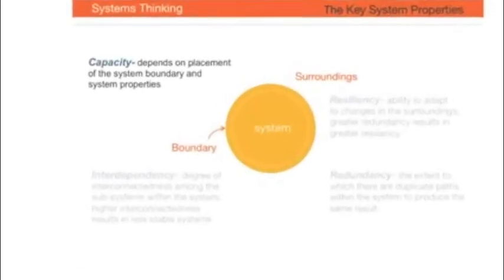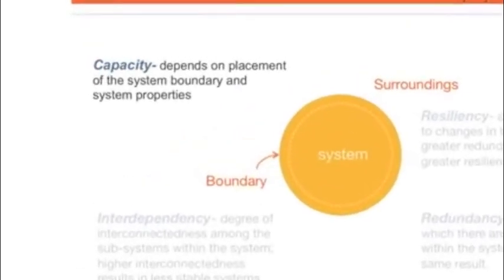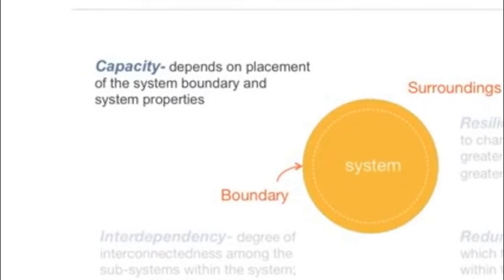The capacity of the system depends on where the system boundary is placed. It also depends on the properties of the system itself. The capacity refers to the productivity of the system.